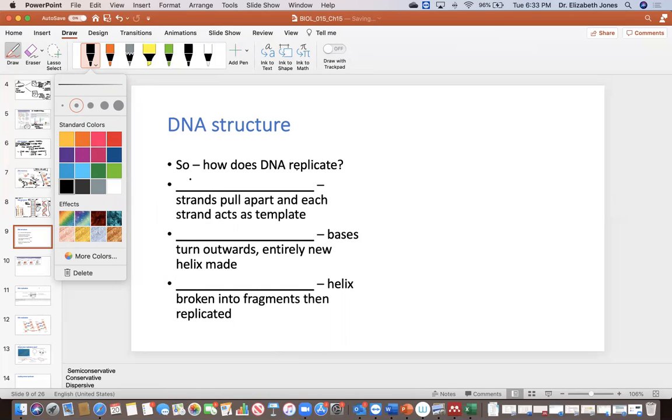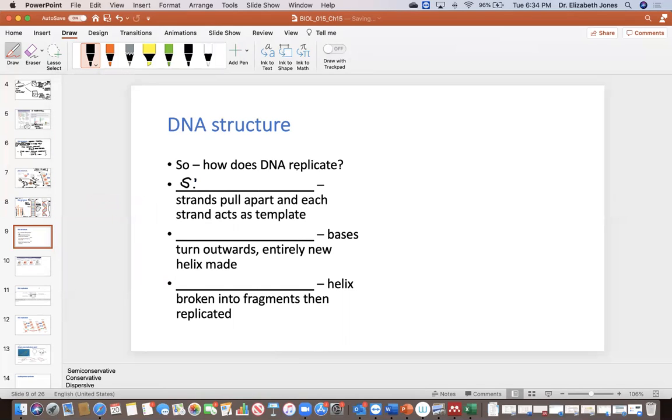And we're going to go ahead and talk about each of these individually, but the three hypotheses were the semi-conservative replication hypothesis, the conservative replication hypothesis, and the dispersive replication hypothesis. Okay? So here is what each of these hypotheses entails.